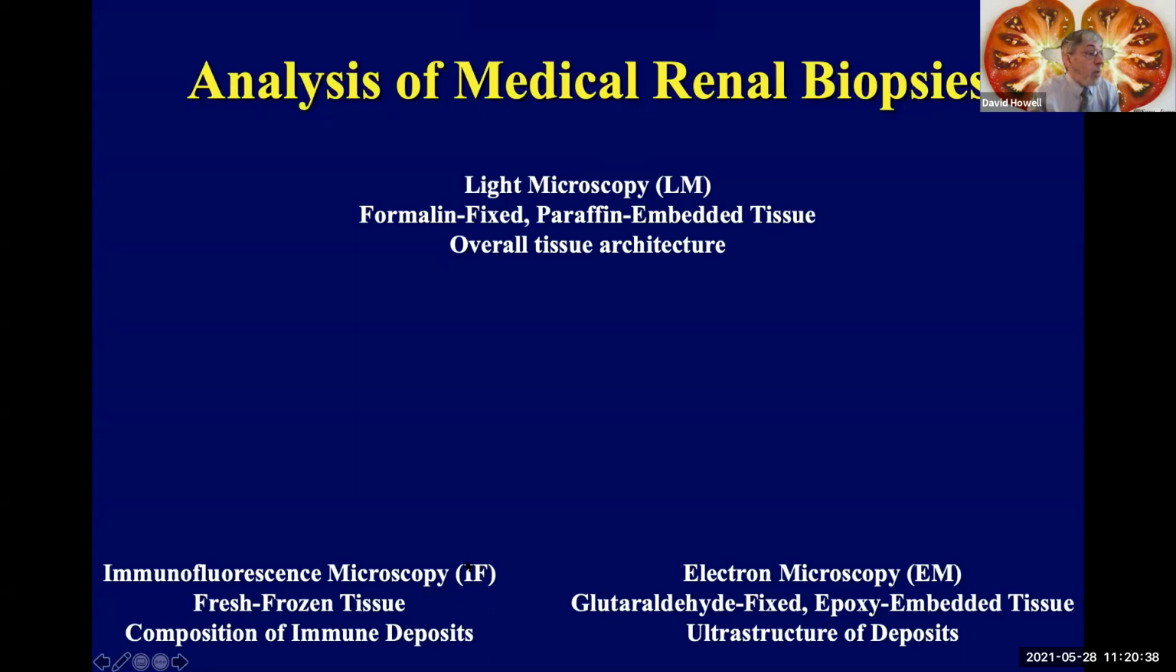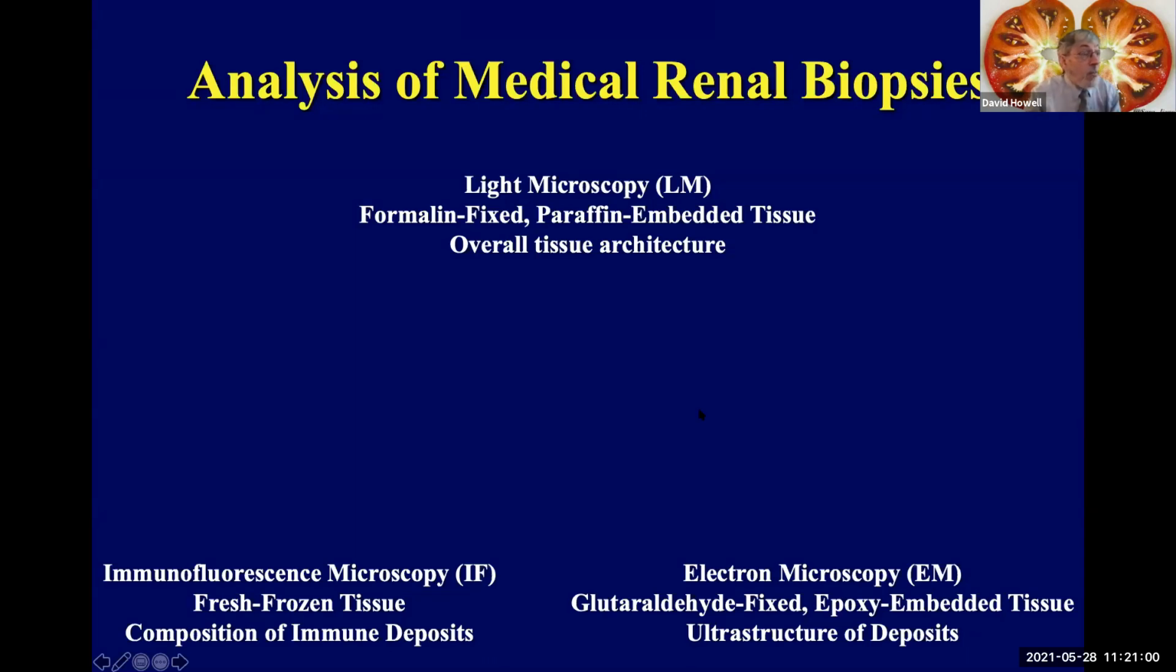We perform immunofluorescence microscopy for staining of immunoglobulin and complement components to look for things like immune complexes and anti-basement membrane antibodies. And then we do electron microscopy to look at the fine structure and distribution of the deposits, plus a whole raft of other things like damage to endothelial cells, epithelial cells, and basement membranes.